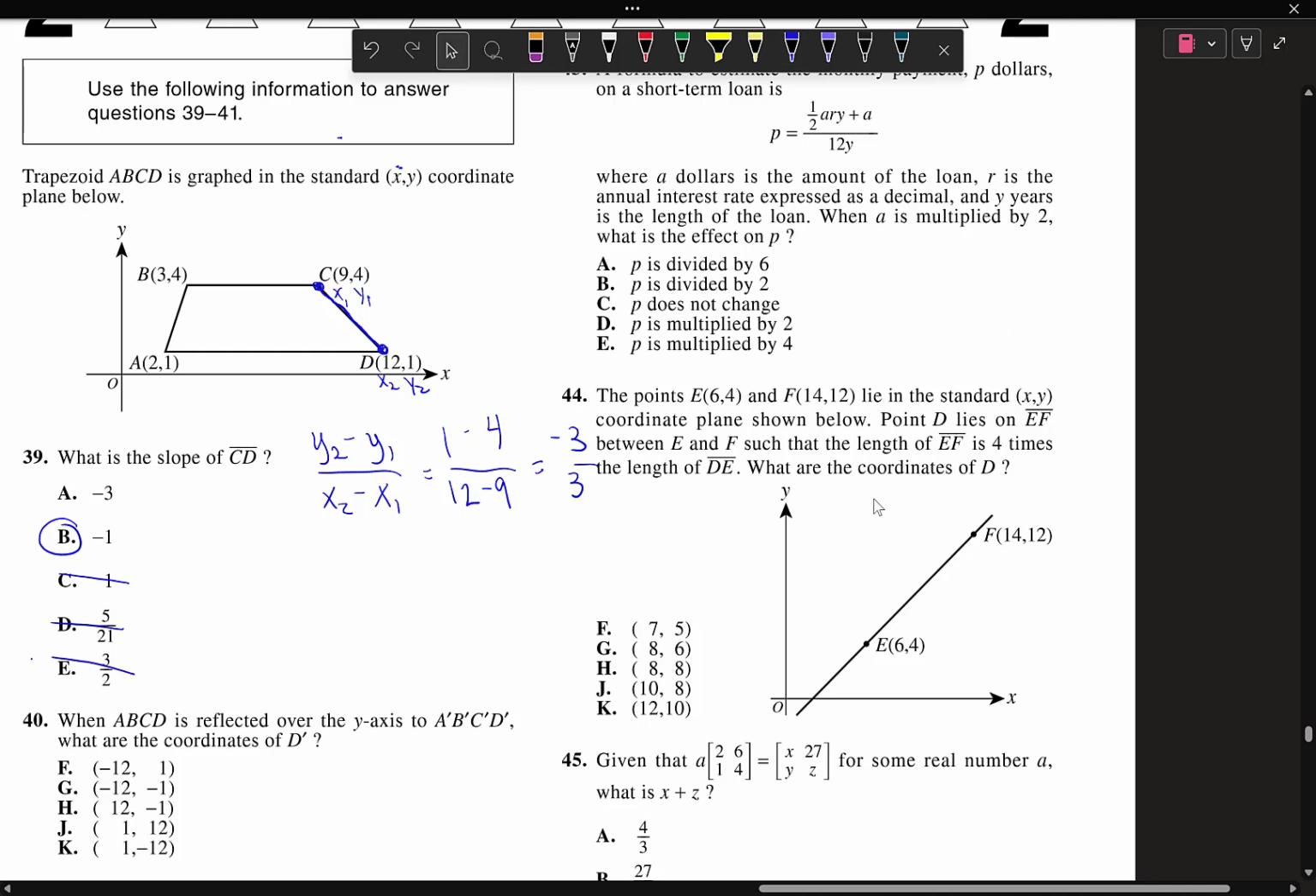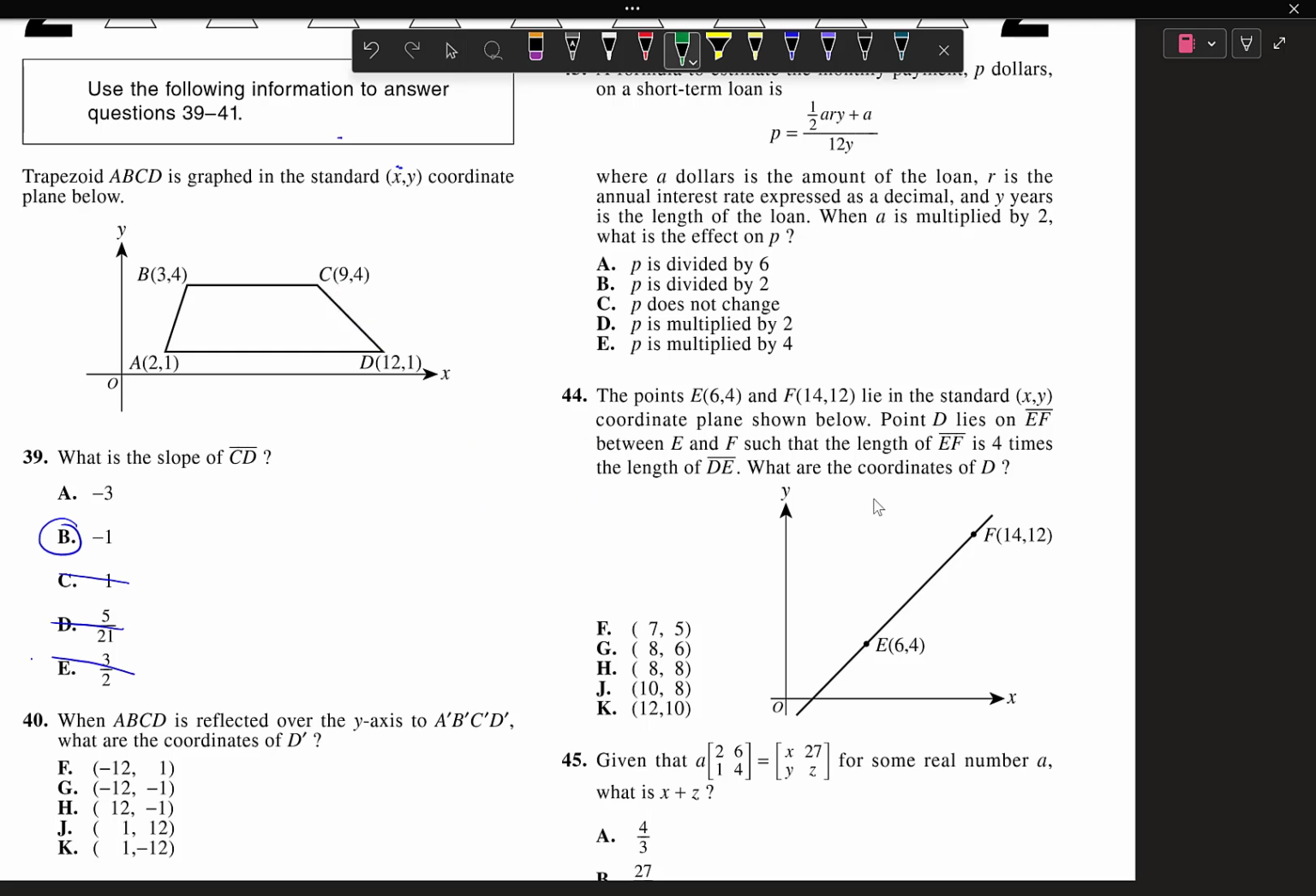When ABCD is reflected over the y-axis to a new A prime, B prime, C prime, D prime, what are the coordinates of D prime? Well, really, let's only focus on point D then. So if we're taking this point and reflecting it over the y-axis, so this is our reflecting mirror, think about how far we have to go to even get to that reflection line.